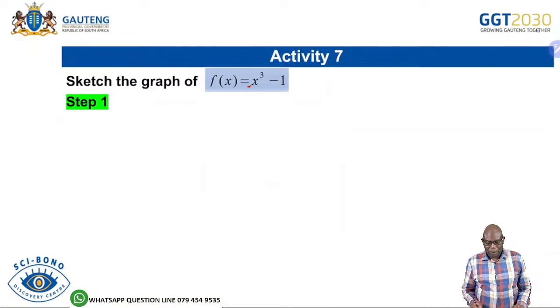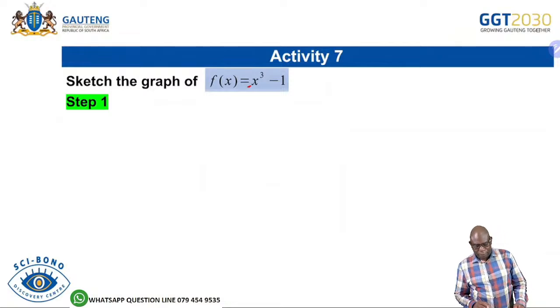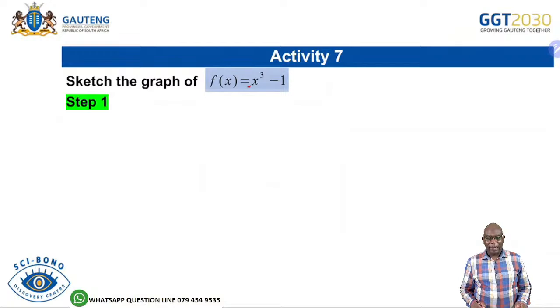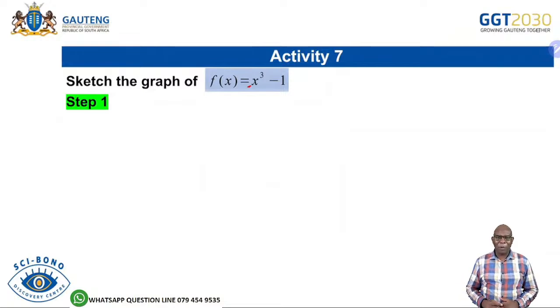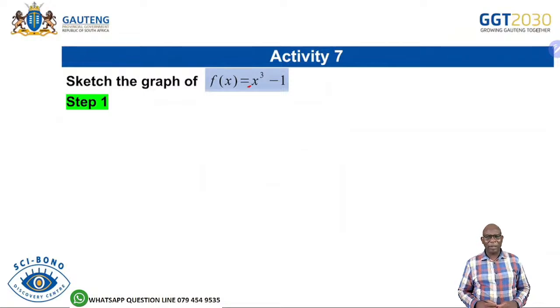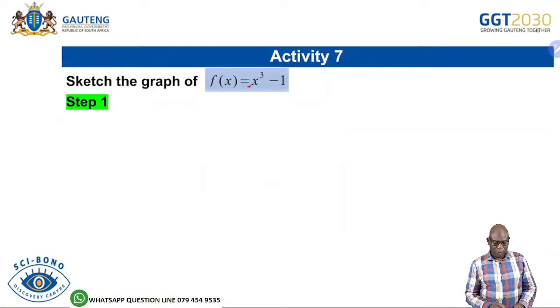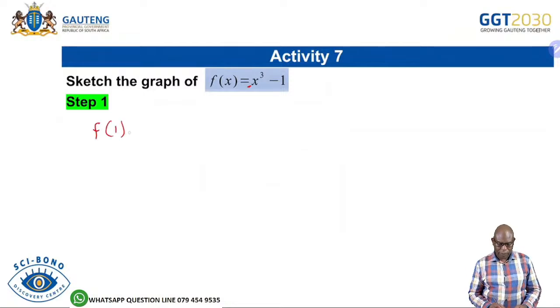Get the graph of f of x equals x cubed minus 1. Step number 1. Now let's go back to what we've been doing. The first question was to calculate the y-intercept of the graph. How am I going to calculate the y-intercept? f of 0 is equal to 0 cubed minus 1, and that will be minus 1. f of 0 will be minus 1.